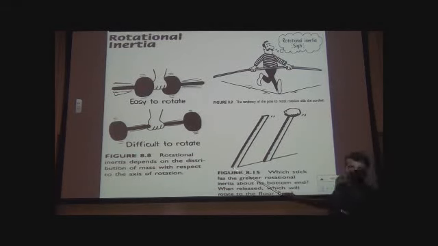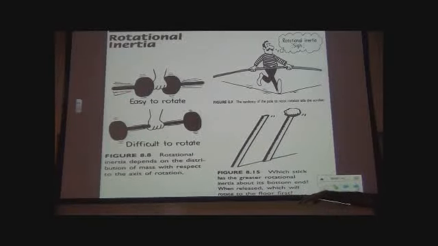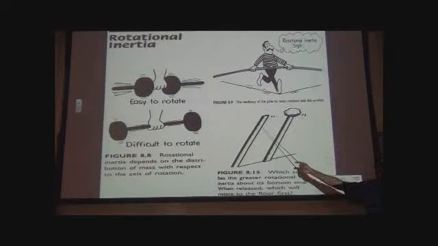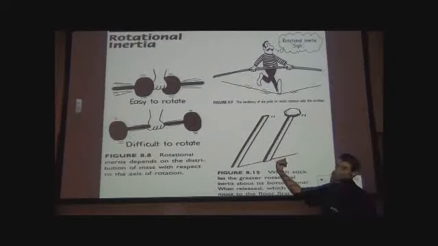Here's the axis of rotation. If I were to move mass to the end, it's the same thing as if I were to extend my arms. So what happens is this becomes more stable than this. This mass here resists the torque, and we'll talk about torque in a minute, that is causing this to rotate.